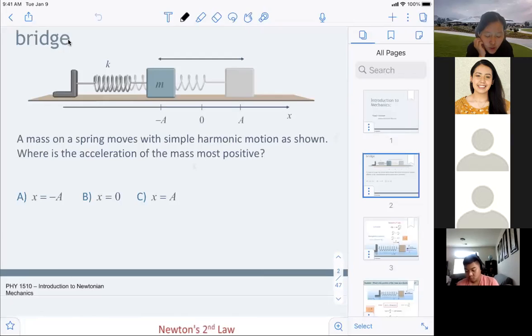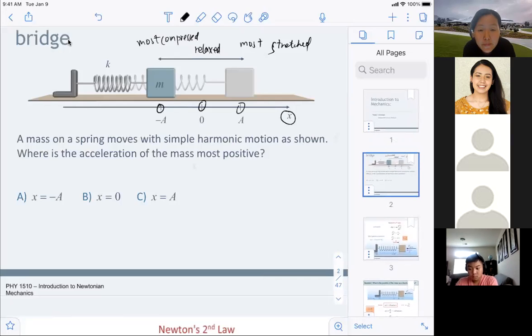So at which point is the acceleration on the mass the most positive, if we set up our coordinates such that to the right is the positive direction? You can see that the oscillation is happening between this point when the spring is most compressed and this point when the spring is most stretched. Right in the middle, the spring is relaxed, neither stretched nor compressed. Which one of these gives you the most positive acceleration? What do you think? You don't have to vote, you can talk about this or type in the chat.